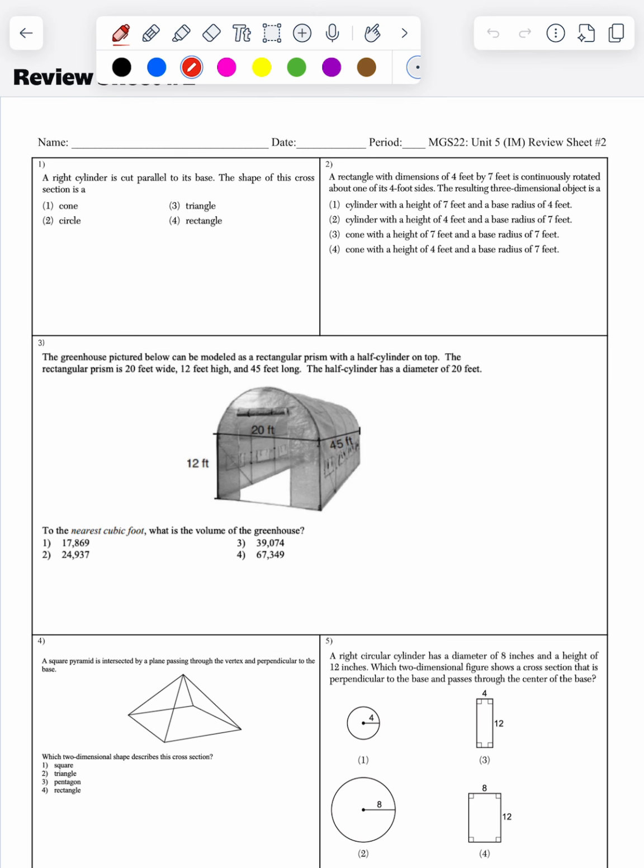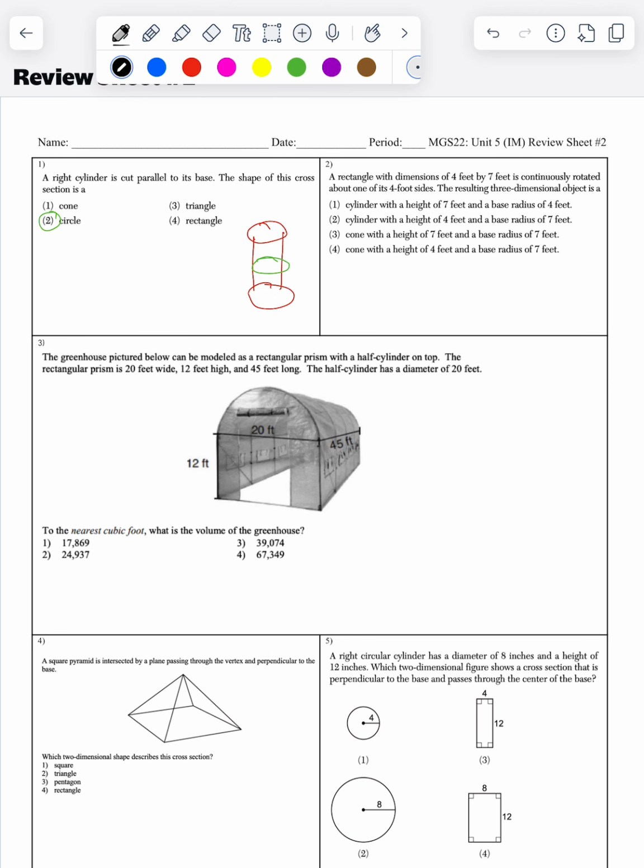In question number one, we have a right cylinder that's cut parallel to the base. And the shape of the cross section would be a circle. So if you have a cylinder and you're cutting it parallel to the base, it would be a circle. And if you're cutting it perpendicular to the base, then it would be a rectangle. It can't be a cone because it's got to be a 2D slice of a 3D shape. So that's going to be a circle.